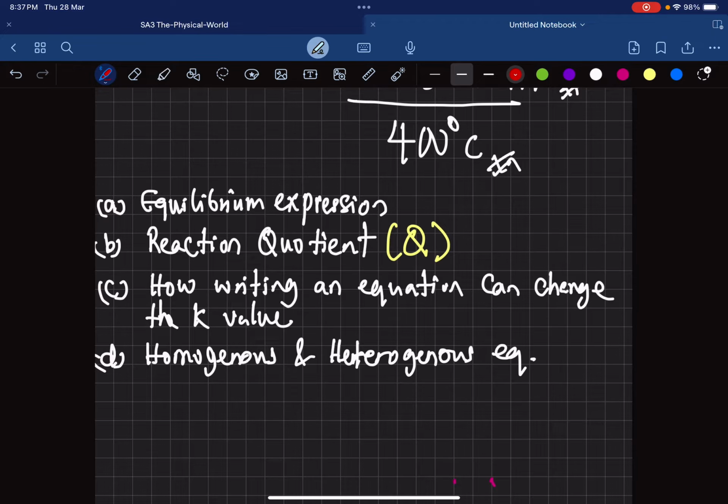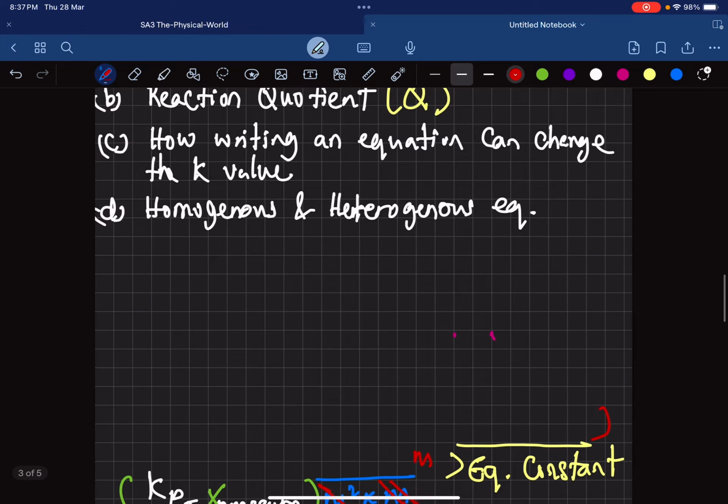K value only is dependent on temperature. That's it, nothing else. It's not dependent on anything else. So last part here, homogeneous and heterogeneous equations.